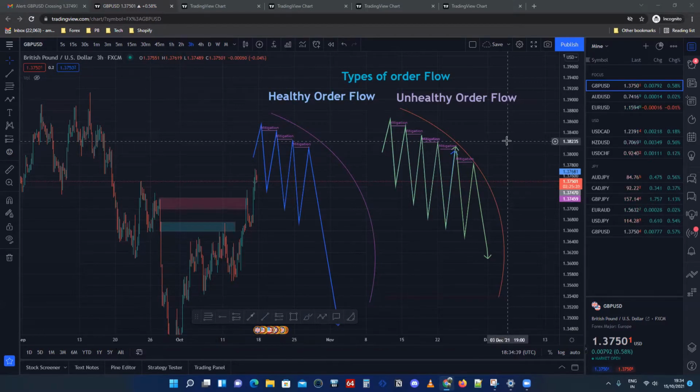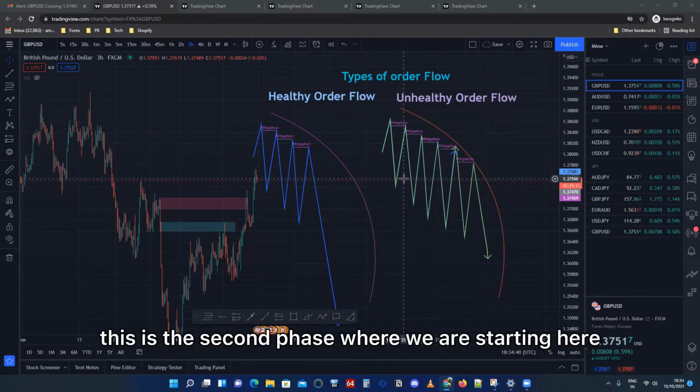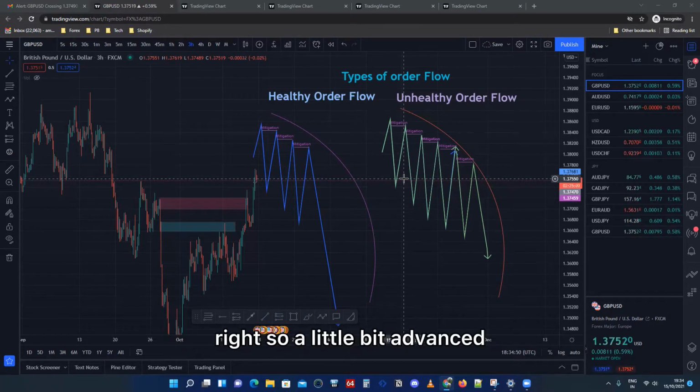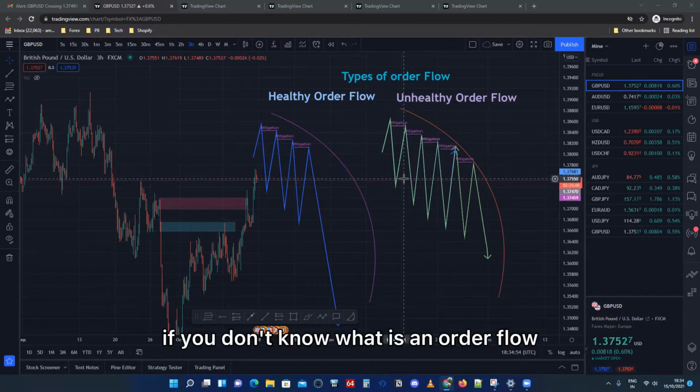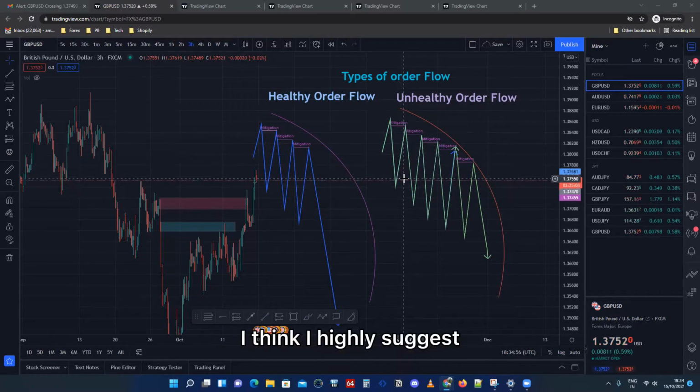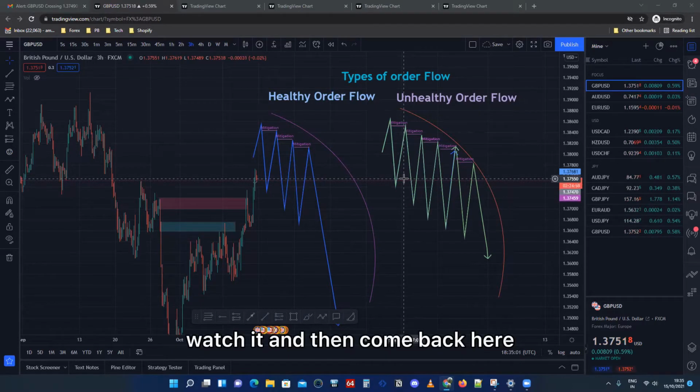Okay, right. So first things first. This is the second phase where we're starting here, so it's a little bit advanced. We talked in the last topic about what an order flow is. If you don't know what an order flow is, I highly suggest you go back to my previous video and watch it and then come back here. Otherwise it will not make sense.